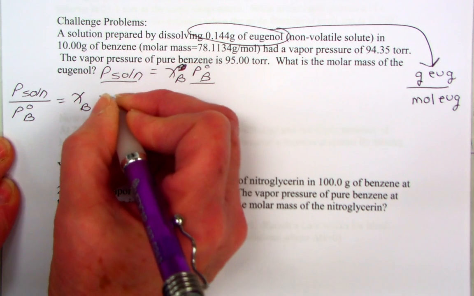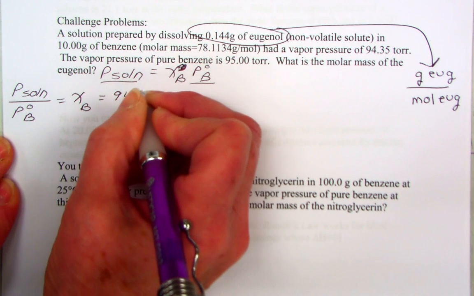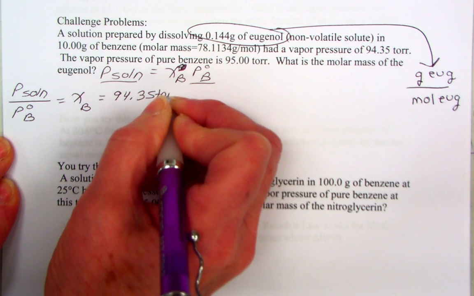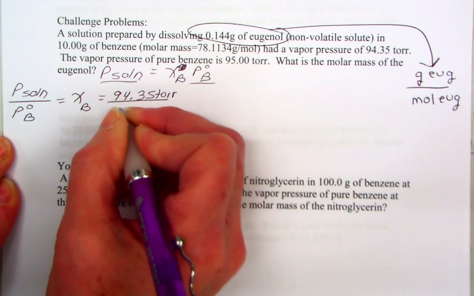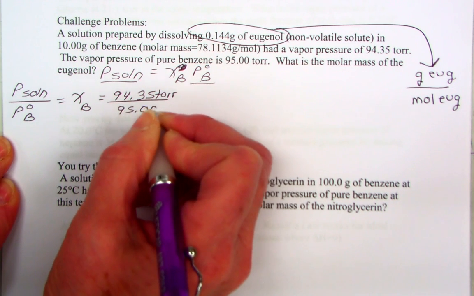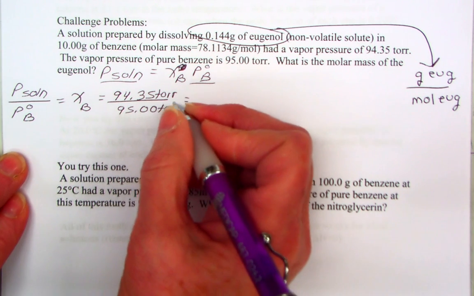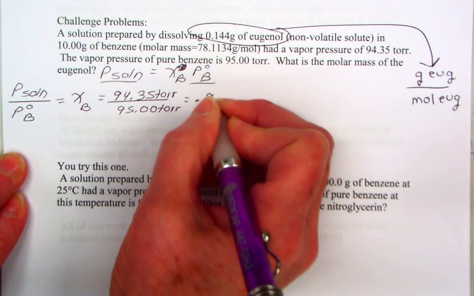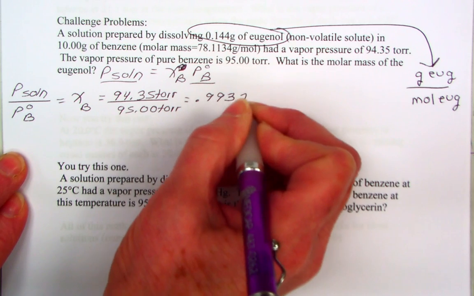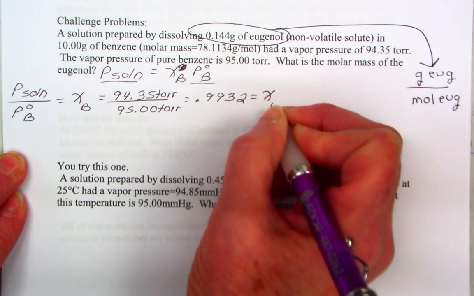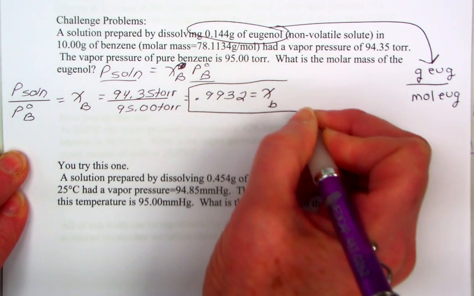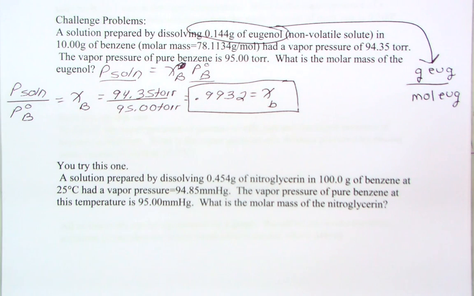So my solution pressure, 94.35 torr, divided by my pressure of pure material, 95 torr, is equal to my mole fraction, and that is 0.9932, mole fraction of benzene. Now, this gets different than any of the problems we've done before. Now we're going to do something weird with mole fraction that we haven't done before.